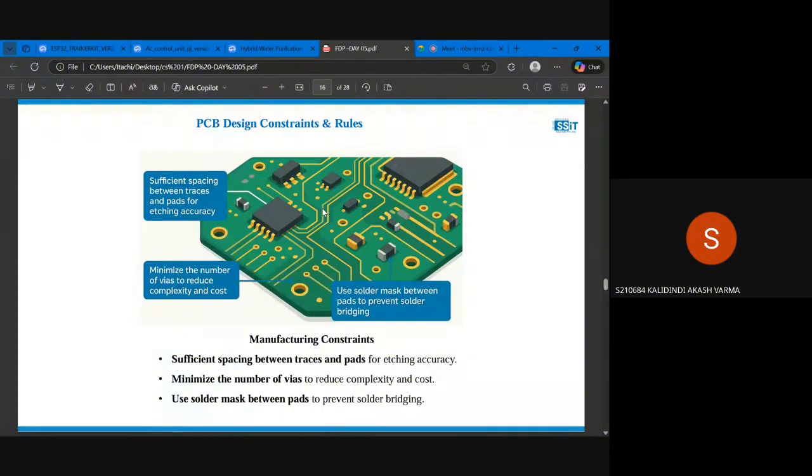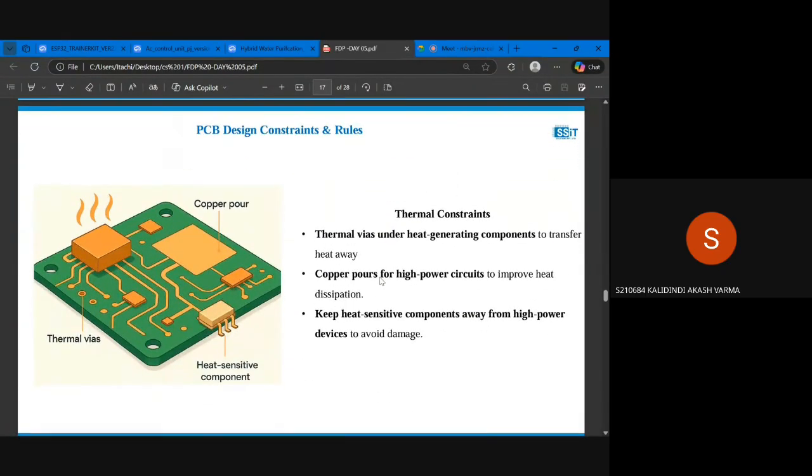Okay, and we need to use a solder mask, the green color one, which you have already seen. The green color one we call a solder mask. We should keep that solder mask to prevent shorting of the components. So once etching is done, we should go for solder masking. So that is about PCB rules.